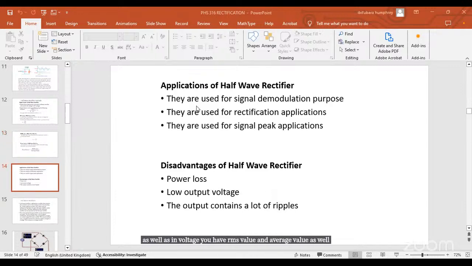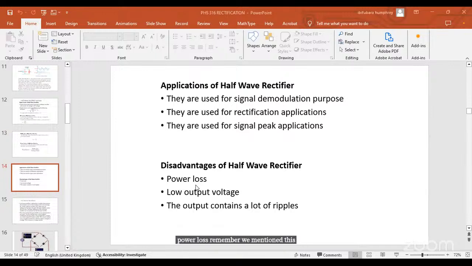So application of half-wave rectifier. They are used for signal demodulation purpose. They are used for rectification application. They are used for signal peak application, and their disadvantages. Power loss. Remember, we mentioned this.